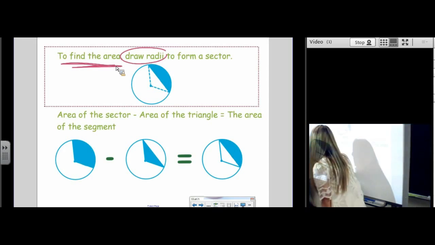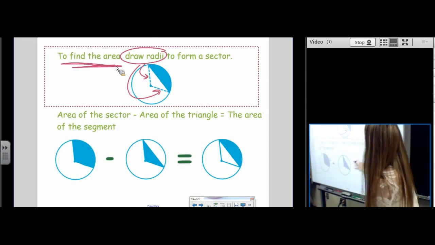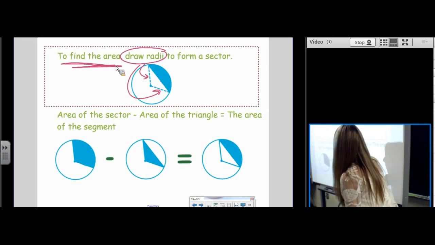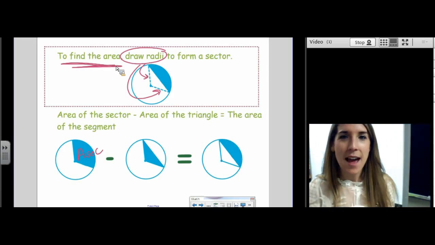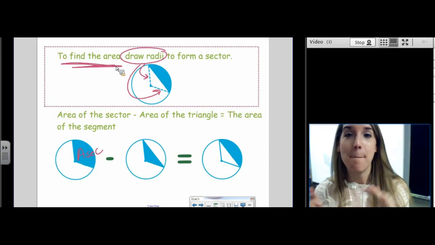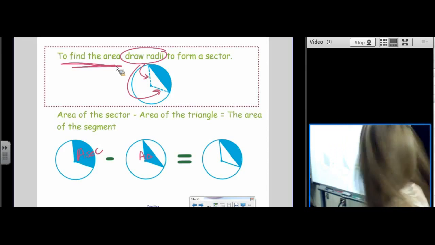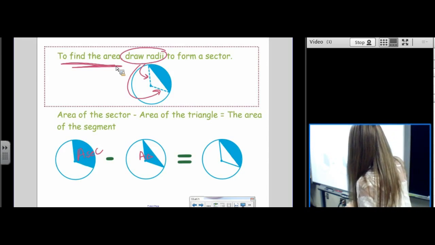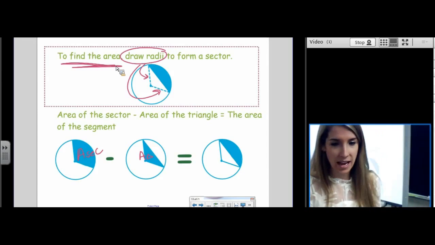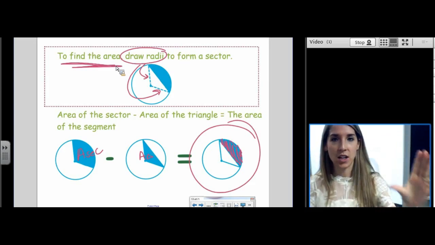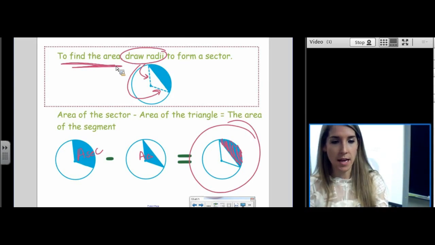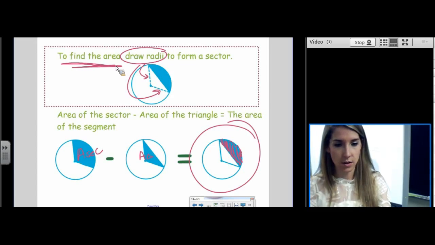Then we're going to find the area of this triangle, and then we're going to subtract them. When you find the area of the piece of pie minus the area of the triangle, you'll get the area of the segment. It's called a segment. Crazy, huh? So sector minus triangle. I'm going to give you a minute to write this down if you're taking notes.